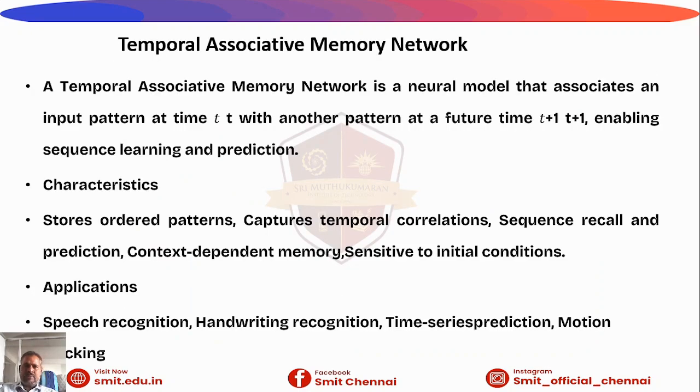Temporal associative memory. A temporal associative memory network is a neural network model that associates an input pattern at time t with another pattern at a future time t plus 1, enabling sequence learning and prediction. Characteristics of temporal associative memory: stores ordered patterns, captures temporal correlations, sequence recall and prediction, context dependent memory, sensitive to initial conditions.